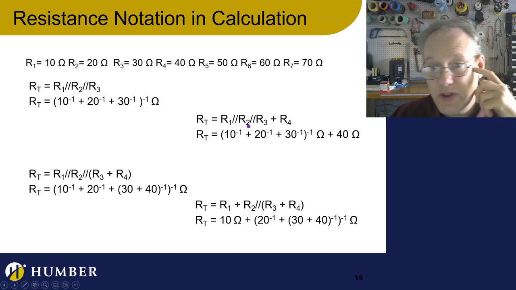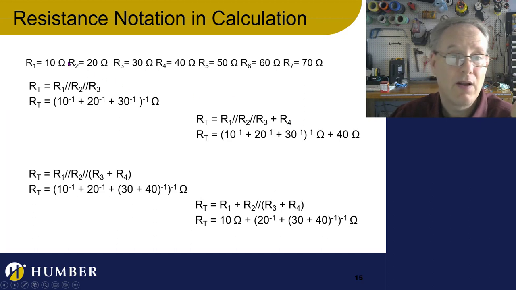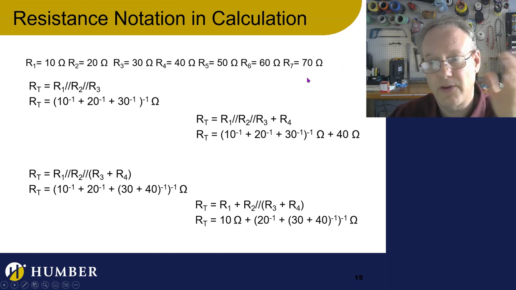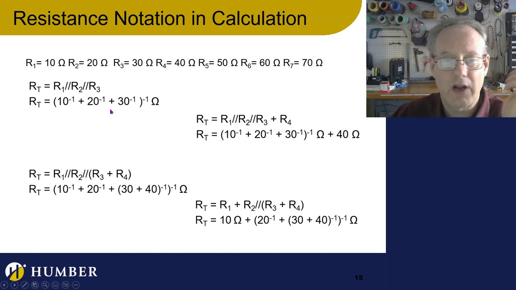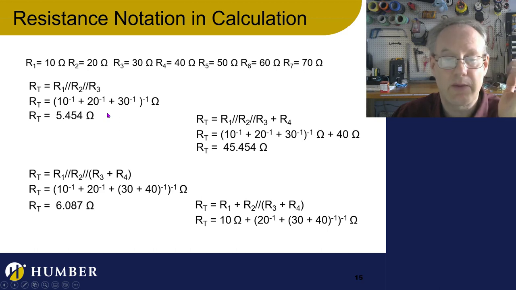In this case, those three are parallel with this. Now, all of these numbers here, so R1 represents 10 ohms, R2 is represented by 20 ohms, R3 is 30 ohms, or the value. So you can go ahead and do the math here, and I'll just show you the answers, and you can sit with these.